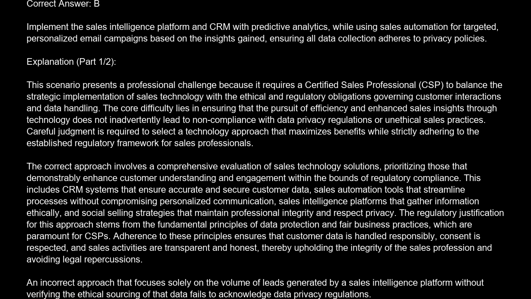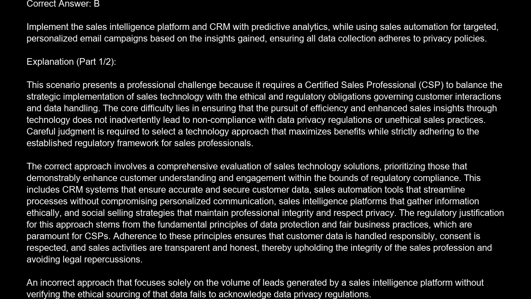for sales professionals. The correct approach involves a comprehensive evaluation of sales technology solutions, prioritizing those that demonstrably enhance customer understanding and engagement within the bounds of regulatory compliance. This includes CRM systems that ensure accurate and secure customer data, sales automation tools that streamline processes without compromising personalized communication, sales intelligence platforms that gather information ethically, and social selling strategies that maintain professional integrity and respect privacy.